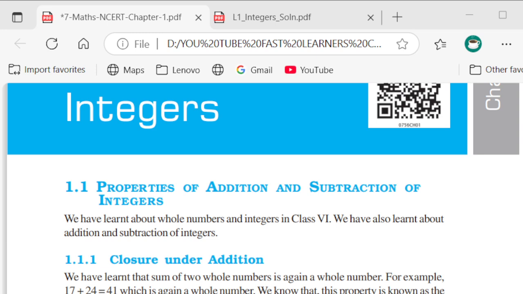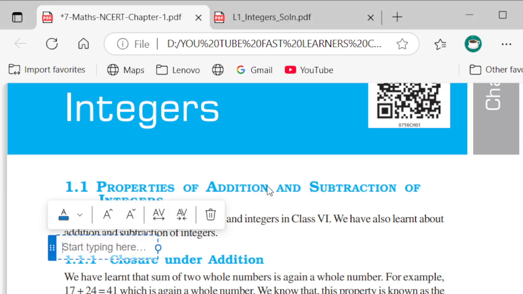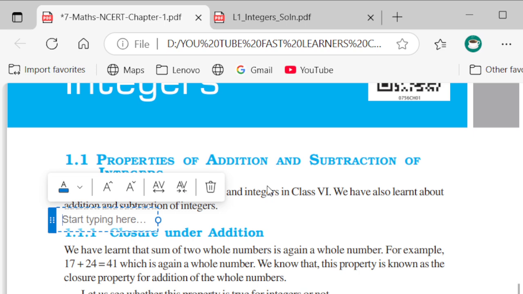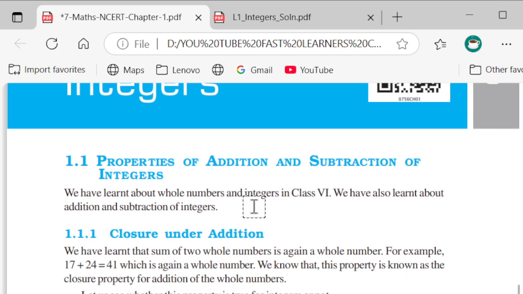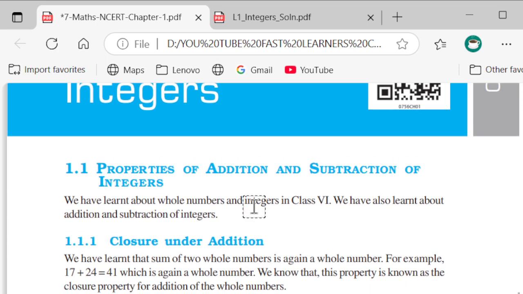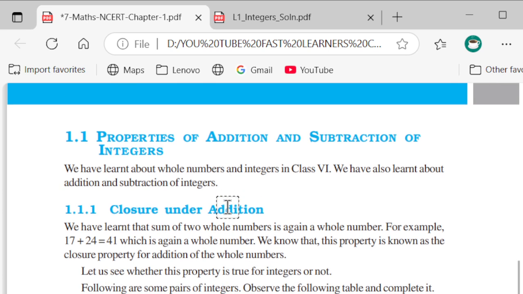See, in your previous classes you have already studied the natural numbers, the set of natural numbers, that is 1, 2, 3, 4 and so on till infinite. And then the set of whole numbers is 0, 1, 2, 3, 4, okay? It starts with 0 and goes up to infinite. Then come integers. Integers have negative numbers, 0 and positive numbers. Negative numbers, positive numbers and 0 in between. So in this chapter we are going to learn about the properties of addition and subtraction of integers.